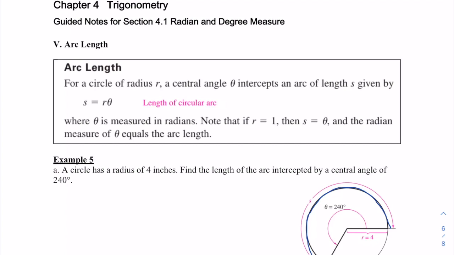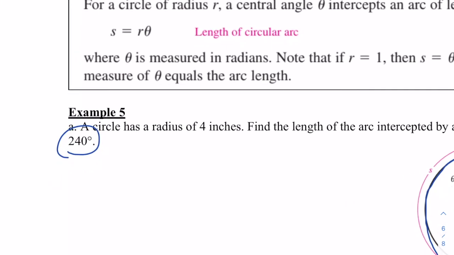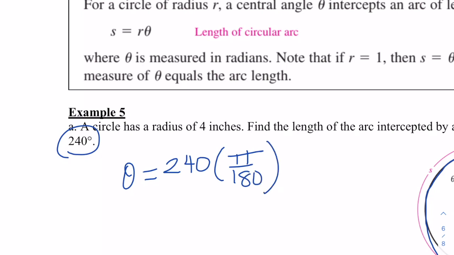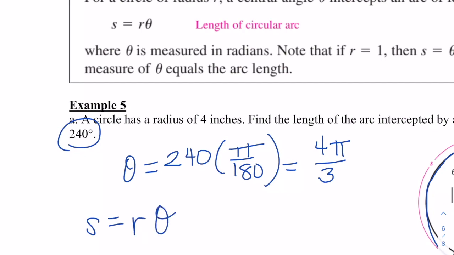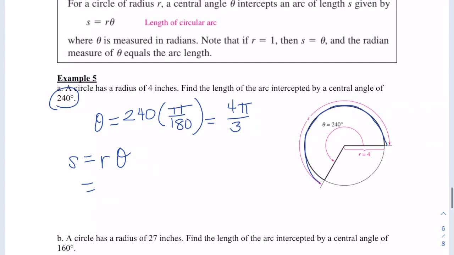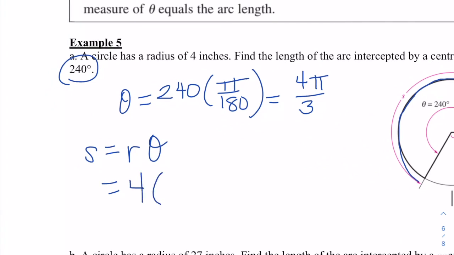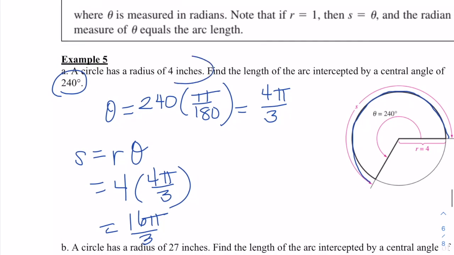So when we have an intercepted central angle of 240, what we want to do is make sure we rewrite this with radians. So 240 and 180, well, 60 can go into both of them, so this will be 4 pi over 3. And then if we want to find the arc length, it's just going to be r times theta, and we know that the radius here is 4. So 4 times 4 pi over 3 would be 16 pi over 3, and that's going to be in inches.